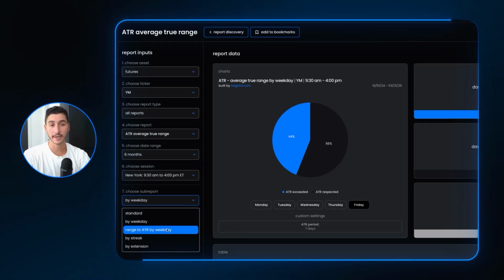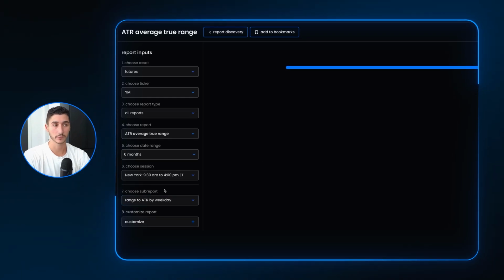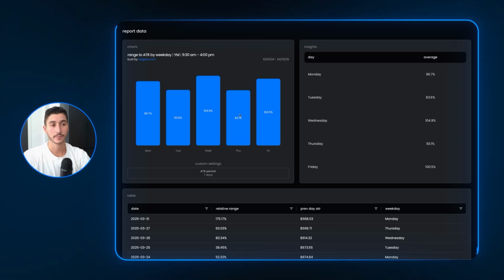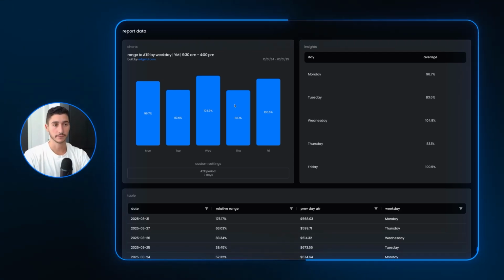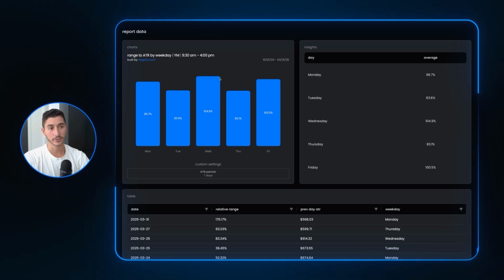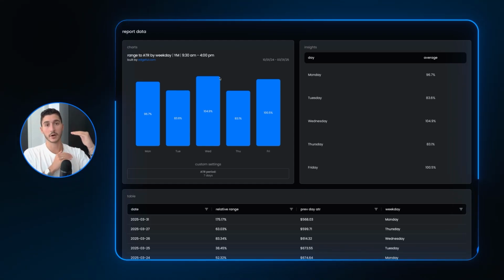Now the range to ATR, the sub-reports over here. Range to ATR is what is the average price will move relative to the ATR. So let's use 100. If the ATR is 100, just on any given day, what is the average that price will go relative to that 100-point ATR?